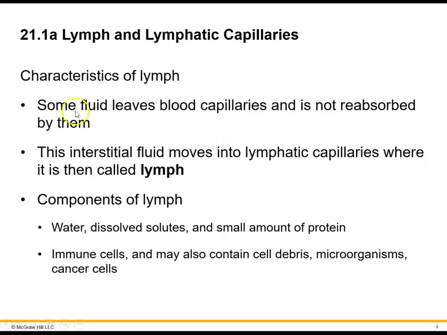Okay, so remember, some fluid is going to leave those blood capillaries and not be reabsorbed by them, and it becomes the interstitial fluid. That interstitial fluid then moves into the lymphatic capillaries, where it is then called lymph. And the components of lymph are going to be water, dissolved solutes, and a small amount of proteins. And then it's also going to include immune cells, and may also contain cellular debris, microorganisms such as pathogens, microbes that can cause disease, and cancer cells.